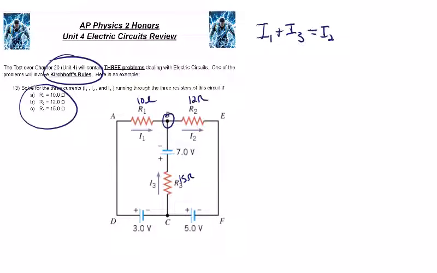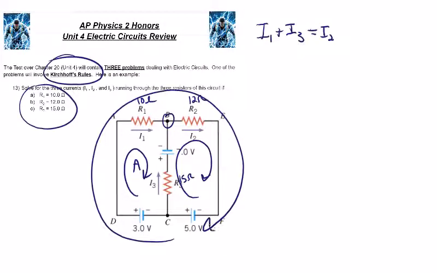I'm just going to do the same loops I did before. I'm going to do this one. This is going to be loop A, and then I'm going to do another clockwise one, and then another clockwise one. So I'm just going to keep them all clockwise. So my first loop, I've got 3 plus 7, so that's 10 volts, is equal to my 10 times I1 plus, I'm going backwards through this one, so I'm actually going to write this as a minus instead of a plus, because I think it's easier that way personally.